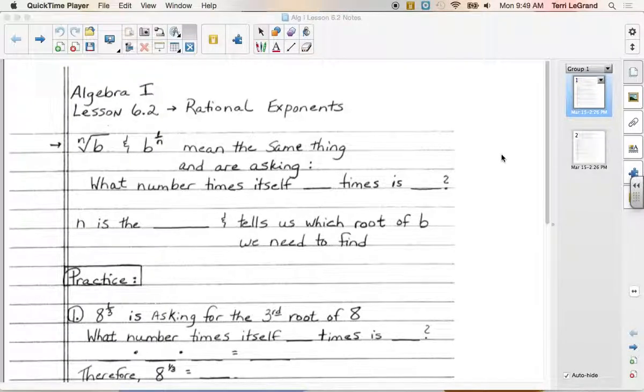Lesson 6.2, rational exponents. What does rational mean to you? What are they talking about when they say rational? What should you picture? Easy to work with. Okay. So rational, in the context of the everyday world, we say if somebody is a rational person, they're easy to work with. In the mathematics world, is that what that means then? Rational means easy to work with. You see the word rational, like, yes, these are going to be easy.